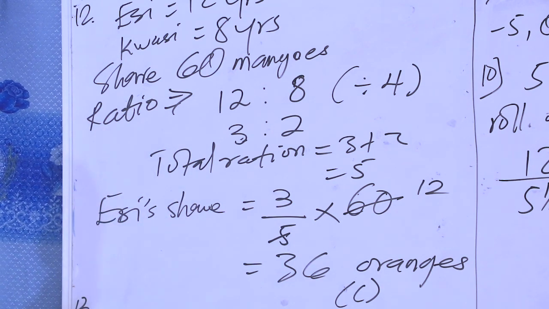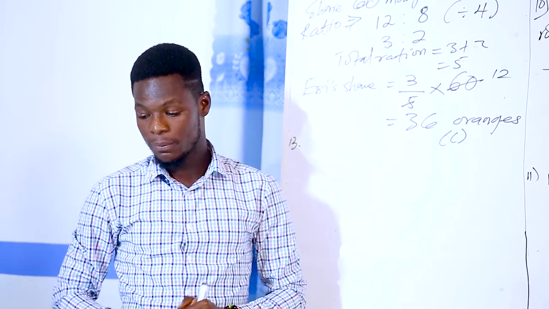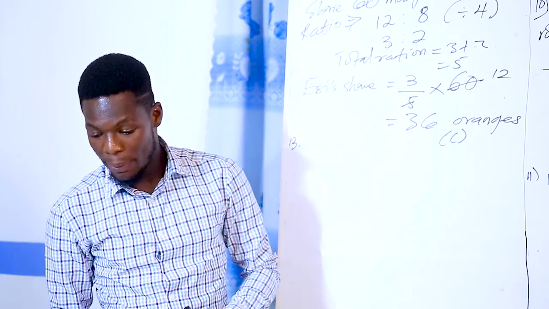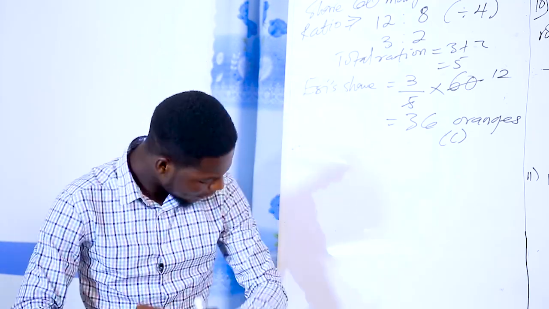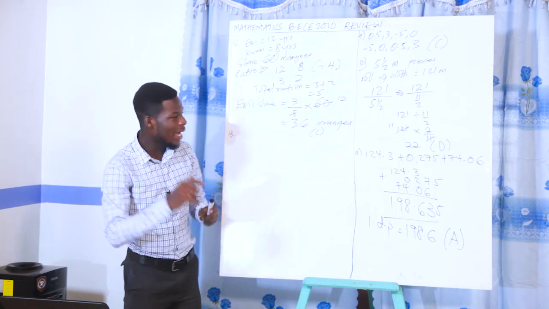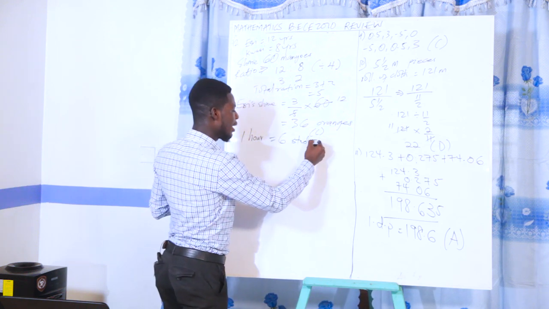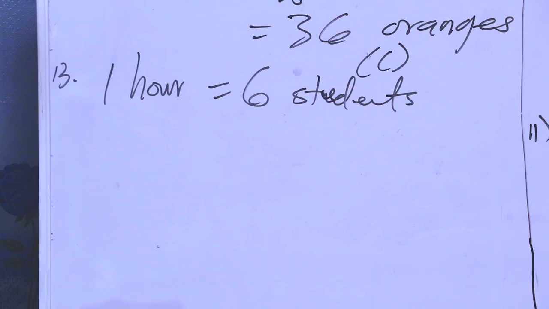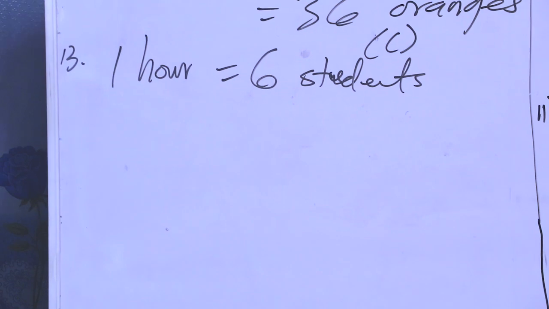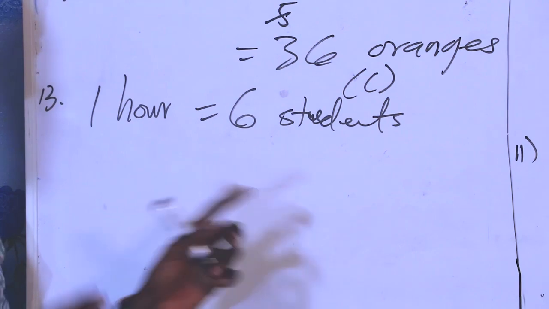Now, question 13 says, it takes 6 students 1 hour to sweep their school compound. How long will it take 15 students to sweep the same compound? I take the question again. It takes 6 students 1 hour to sweep their school compound. 6 students, 1 hour. That means that in a space of 1 hour, the school compound can be swept fully by 6 students.